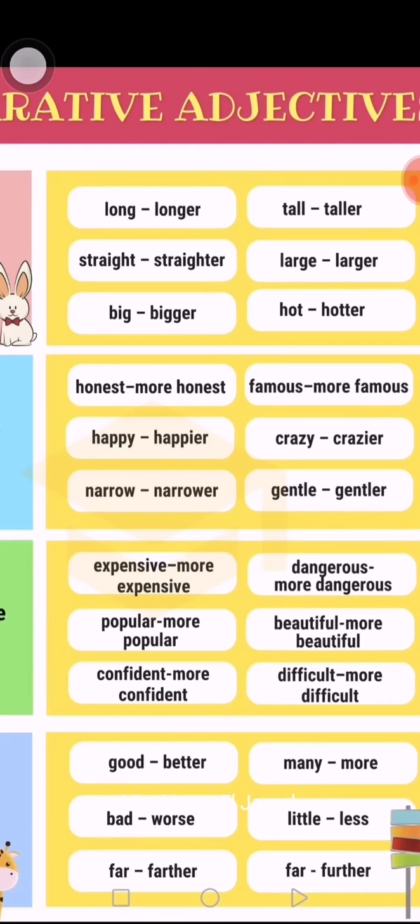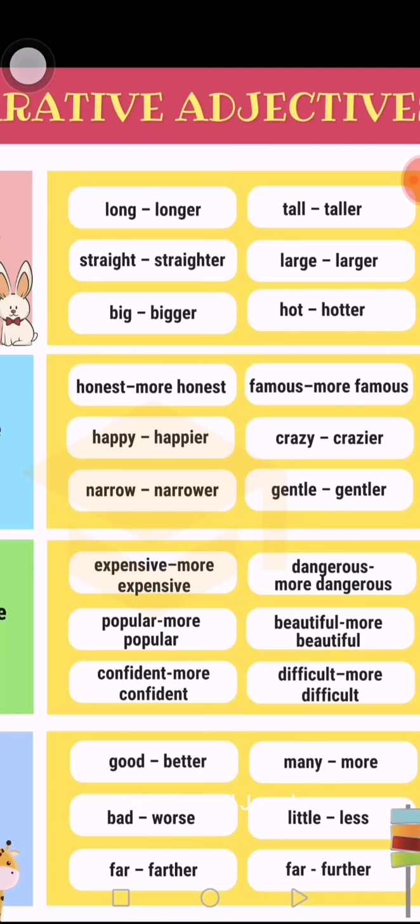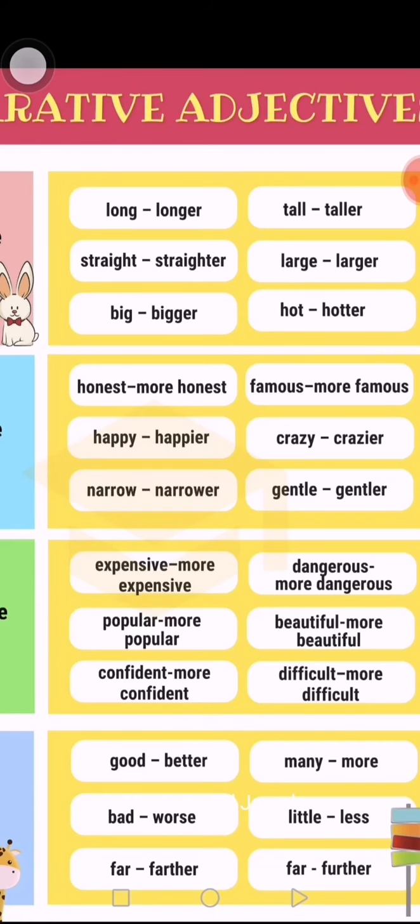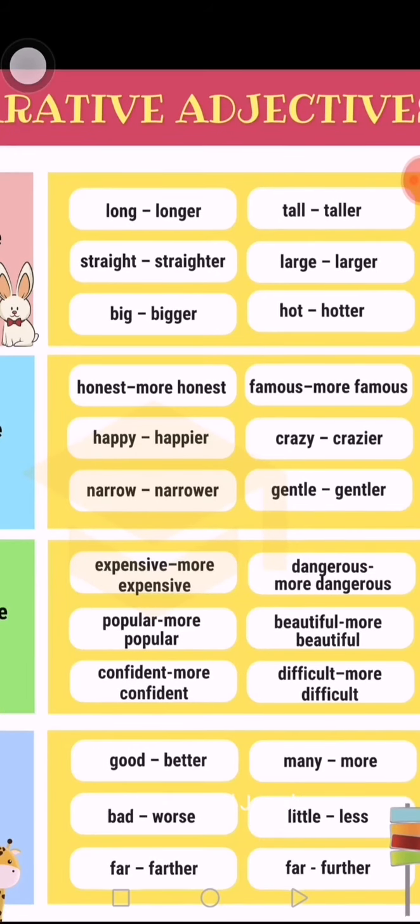Look here, large ends in E. That's why I add only R. Big, bigger. Look here. Letter G is consonant and I is vowel. So I double the consonant, then I write ER. Bigger. Hot. T is consonant, O is vowel. So it's hotter than.